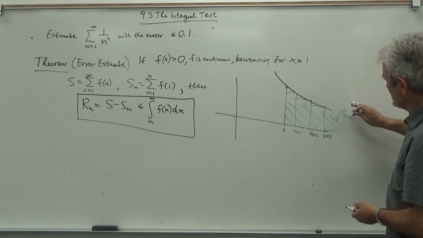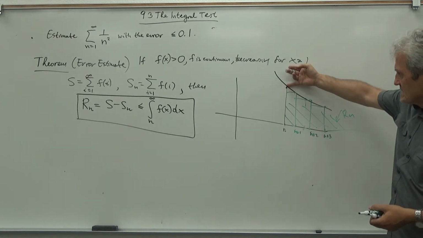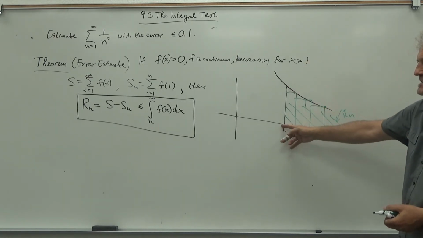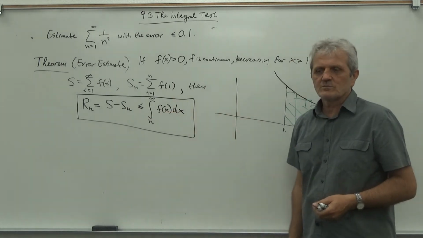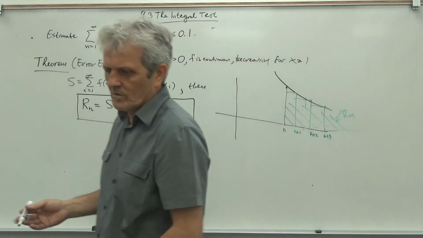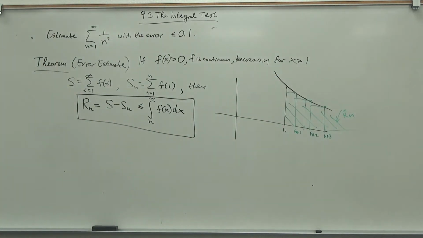This is your Rn. That sum is less than this black integral that starts at n, and this is what that formula says. So, what are we gonna do?